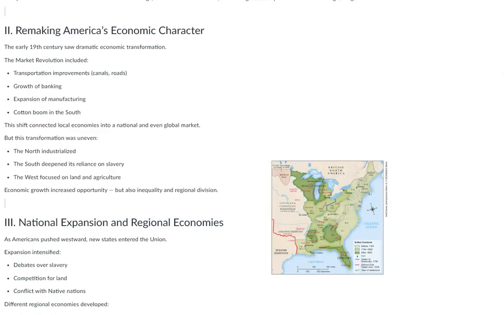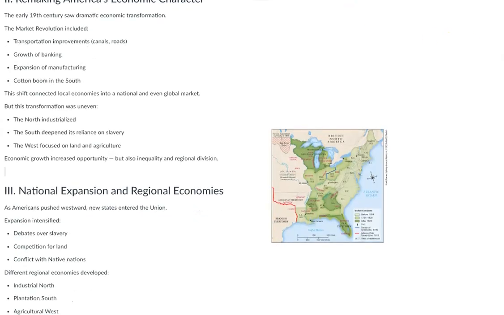But although this is really good, this transformation is really uneven. And you're going to read about how the North will quickly start to industrialize, but the South is left behind. And instead of investing money in factories or in economic growth, Southerners invest their money in more land and in more slaves to work that land. And then as we come out westward, we do see a focus on land and agriculture. So again, that economic growth does increase opportunity, but only for some. There's a lot of inequality and regional division that's going to develop out of that economic opportunity and growth.